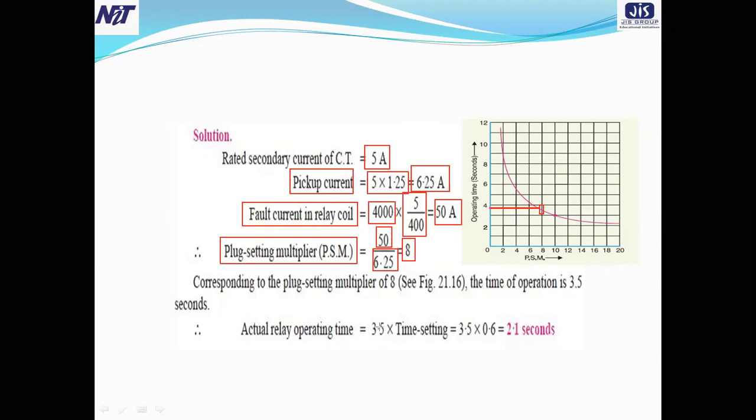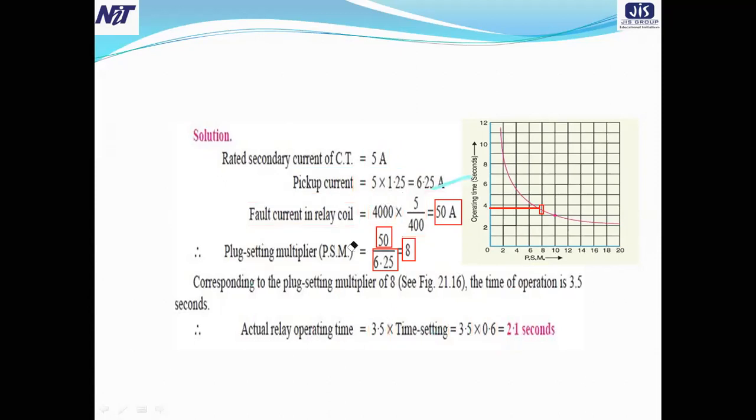So the actual relay operating time will be 3.5 into the time setting. Here the value is 3.5 and the time setting is 0.6. So the total value of the actual relay operating time will be 2.1 seconds. In this way, we can solve this type of problem very easily. It's a nice way to solve relay problems, and you can apply this concept in your real life experience and in your future life also.